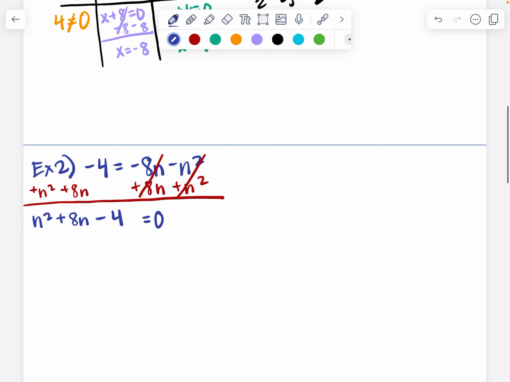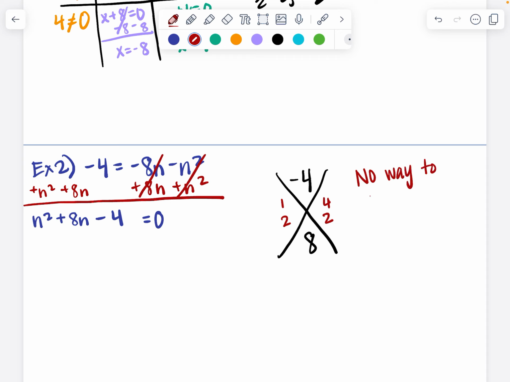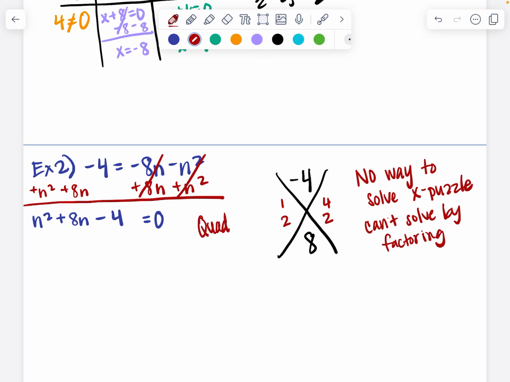All right, so it's a quadratic trinomial again, so I'm going to try the AC method. Negative 4 and 8. So my options for the pairs for 4 are only 1 and 4 and 2 and 2. And there's no way I can get that to add up to 8. When there's no way to solve the X puzzle, you can't solve by factoring. So in this case, we're going to use the quadratic formula.